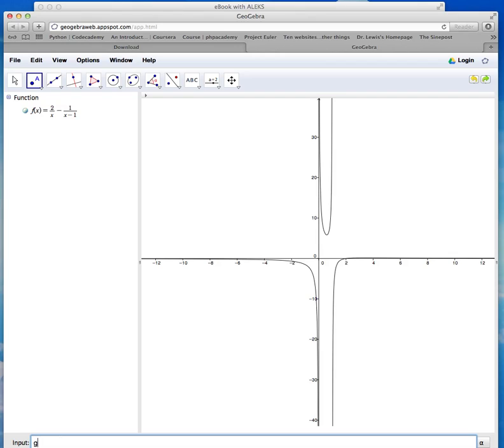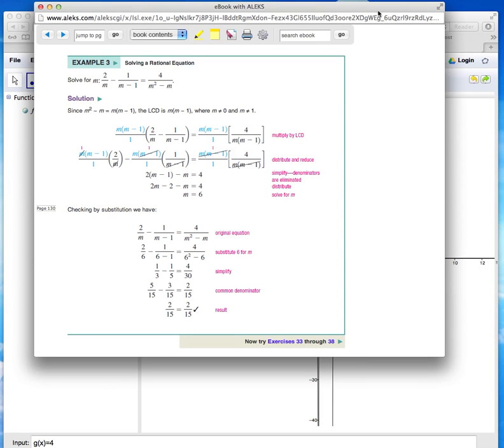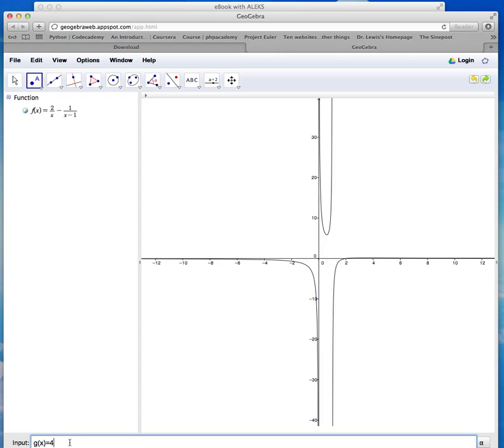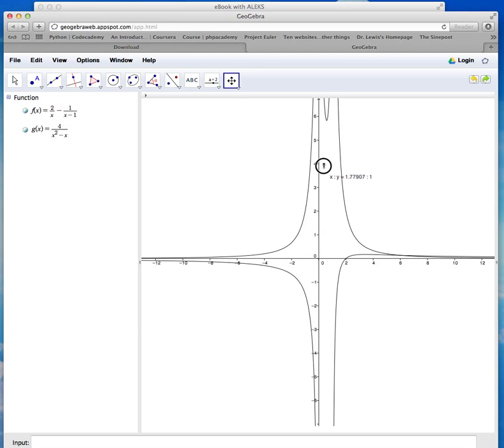But okay, g of x equals, and I think that one was 4 over m squared minus m. So 4 divided by parenthesis x squared minus x. And again, all we're looking for ever when we do these are the points of intersection. So boom, so where are they equal? See how this can be a little bit of a challenge, apparently. So let's see if I can stretch this. Does that help me?